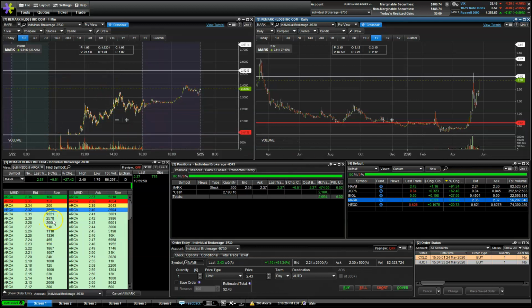Next, level 2. If you don't have level 2, shame on you. Level 2 is definitely necessary for every day trader to have because it shows if you're going to have a wall of buyers or a wall of sellers, if the momentum in the stock is actually changing.